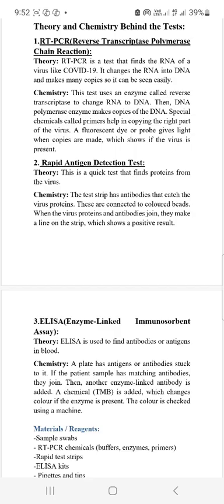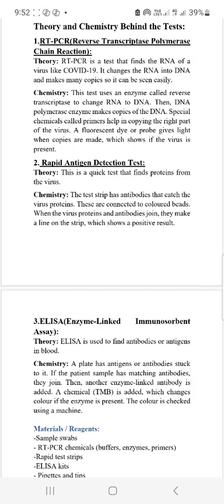The test strip has antibodies that can catch virus proteins. This test has a strip and the strip has the antibodies that help to catch the proteins that are present in the virus. They're connected to colored beads.